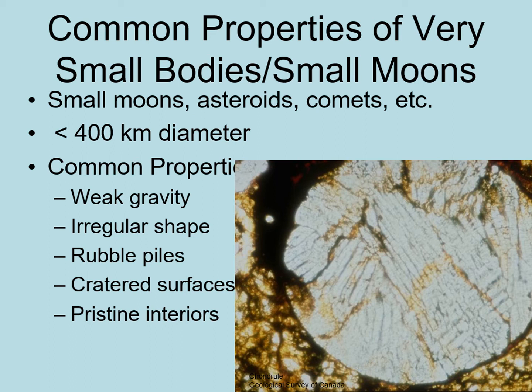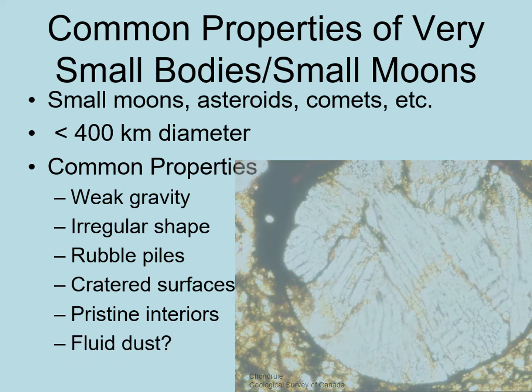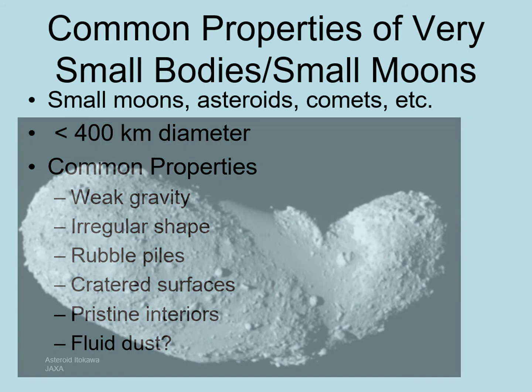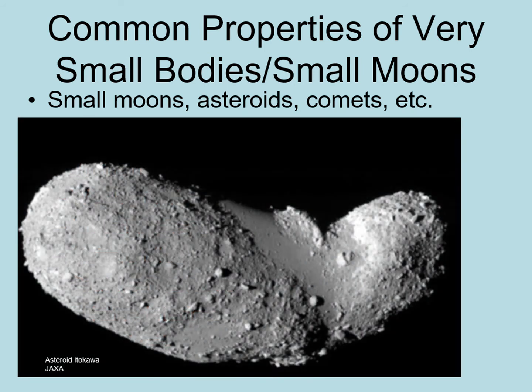On the very smallest objects, typically a kilometer or less in diameter, we see a phenomenon known as fluid dust. Here, the gravity is so weak that even the static charge on dust grains can compete with it. Electrically charged dust is able to behave like water, flowing across the surface and settling into low points in lakes of dust. We see that here on asteroid Itokawa.